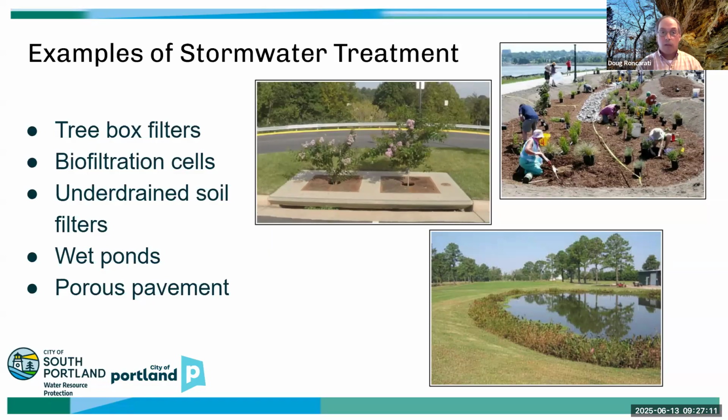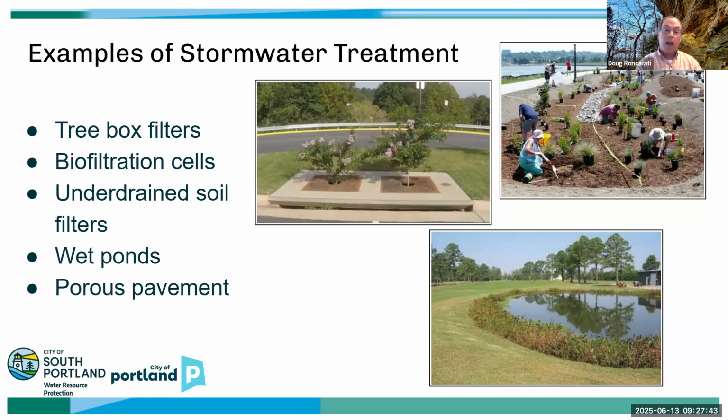Bioinfiltration cells are another common way. I think there's a good example over there. Essentially, it's like a tree box filter without the tree box. It's a depression with soil in it and plants that allows runoff to flow into it. It's treated, slowed down, and absorbed by that. And when you have infiltration, it actually goes into the ground and becomes part of groundwater, cleaner than when it went in.